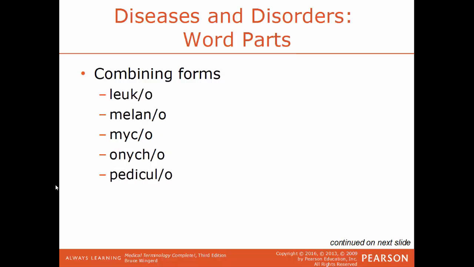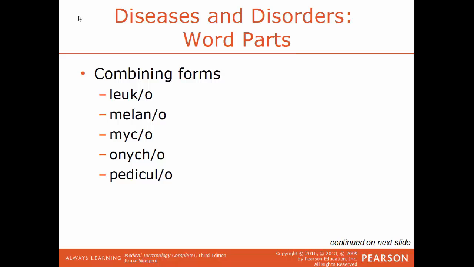Leuco is a reference to white. So a leukocyte is the technical term for a white blood cell. You may see this spelled with a C or with a K. Either way is fine. Leuco is always a reference to white. Melano is a reference to a pigment, usually black pigment. Myco is a reference to fungus. And be careful not to confuse that with myo, it's M-Y-O. That would be a reference to muscle, but myco is a reference to a fungus.